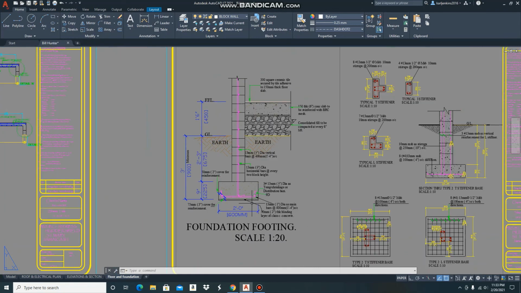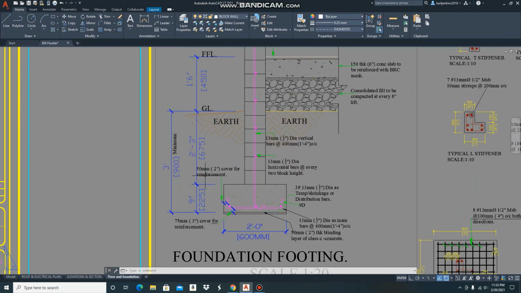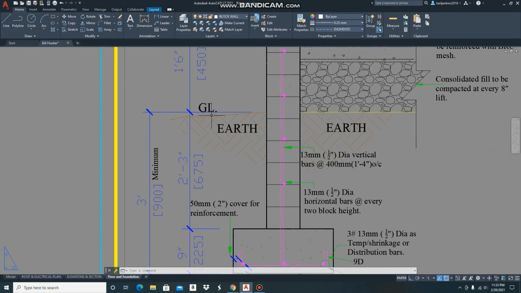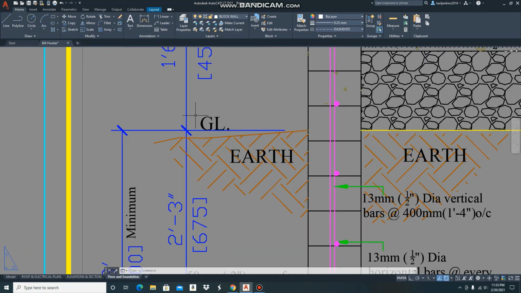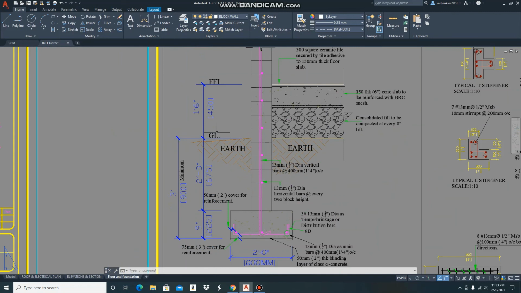Okay? So, with all that said, you can now move to what is above your ground line. So this GL here means ground line, and this FFL means finished floor level, as I pointed out to you in my previous presentation when I talked about abbreviations. So if you notice, your finished floor level from your ground line is 1 foot 6 inches.